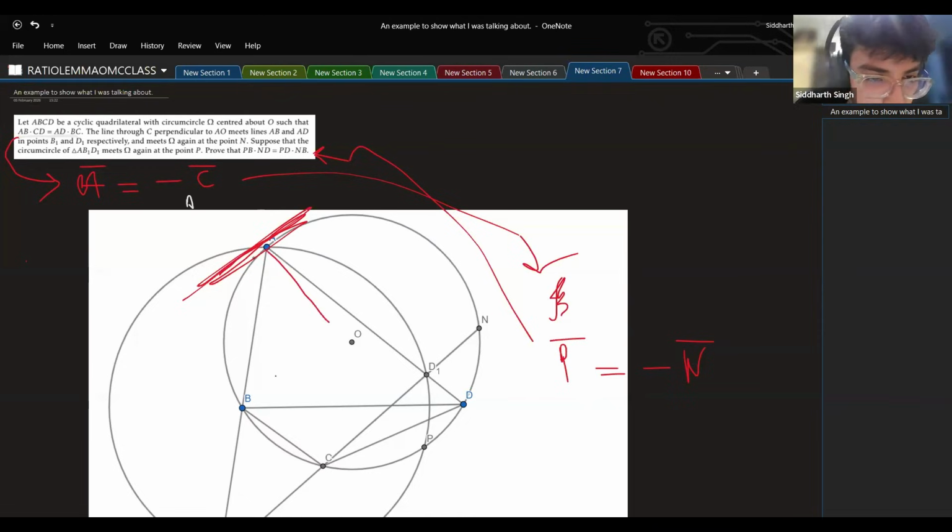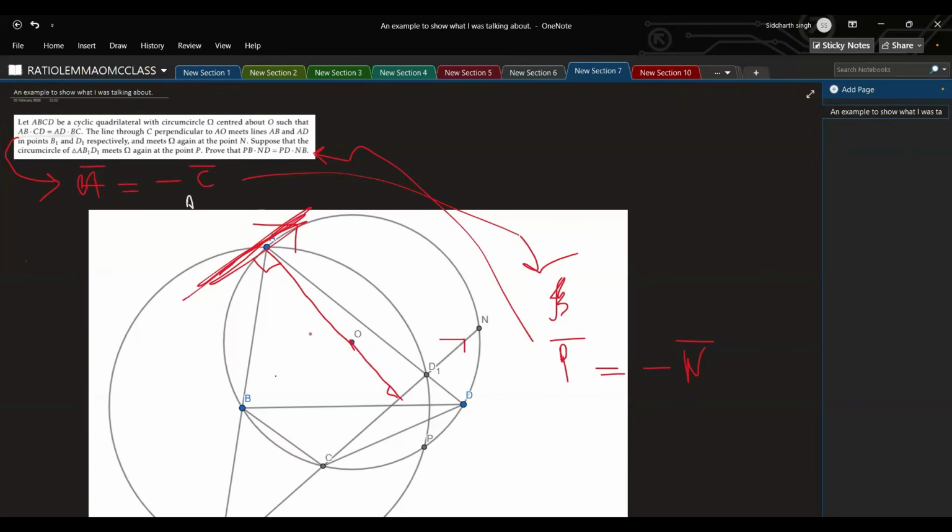So this is 90 degrees, but we also know this is 90 degrees. So this gives us that this line is parallel to this line. Does everyone follow? Yeah.